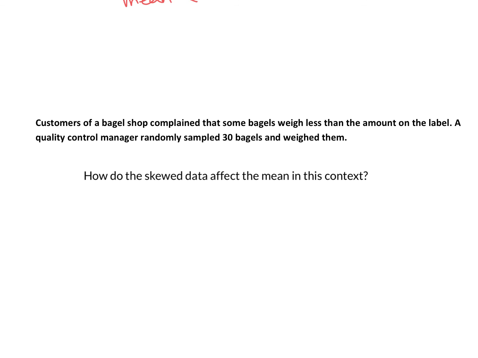So the follow-up question, just to make sure we're understanding: how do the skewed data affect the mean in this context? Because our graph had the data skewed to the left, it will reduce the mean. If it had skewed to the right, it would increase the mean. So skewed to the left reduces the mean of your data.